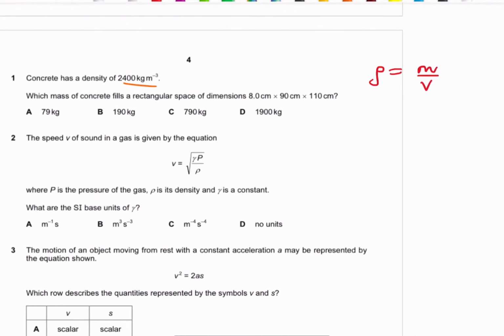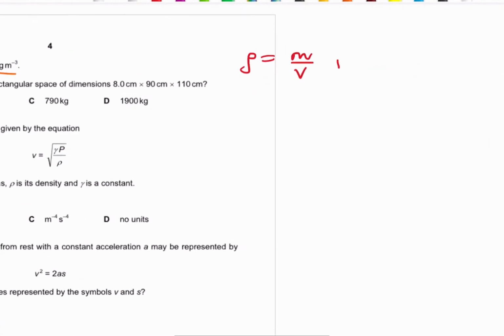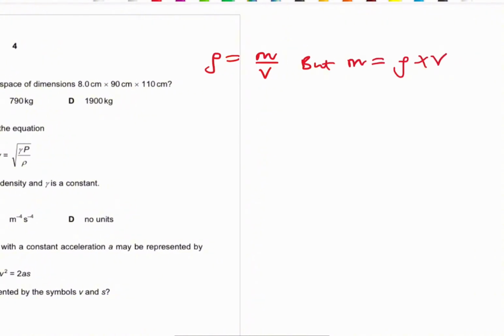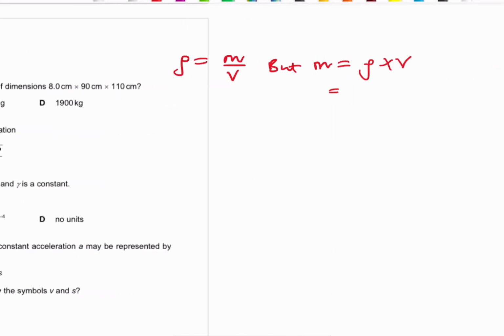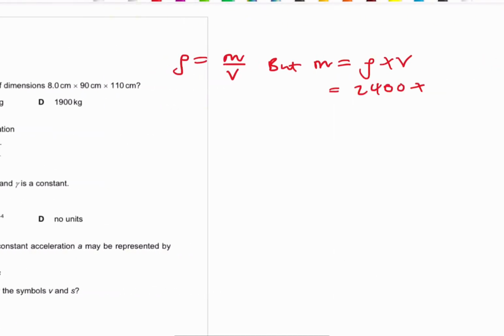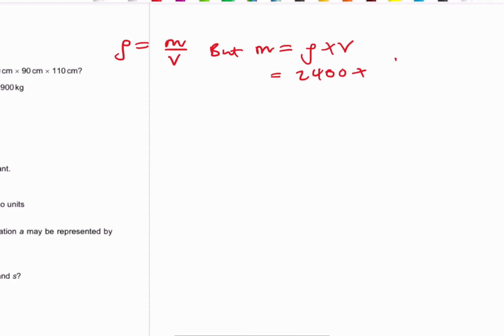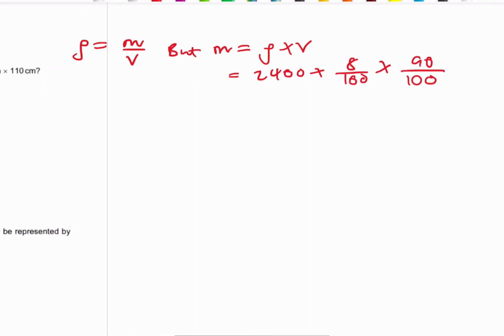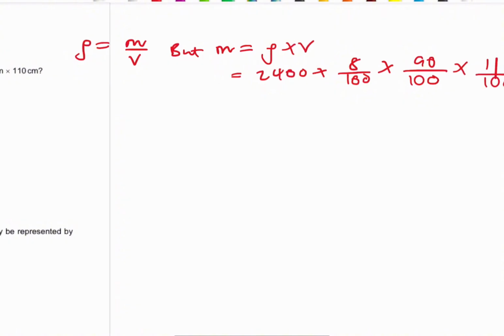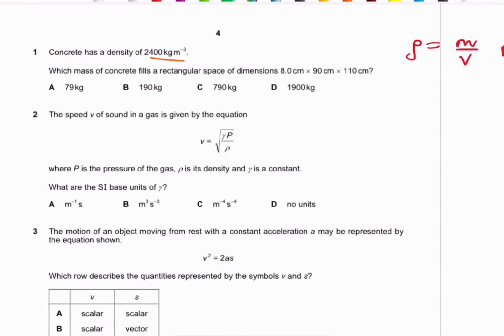Okay, so if I want to find the mass, it's going to be the density multiplied by the volume. But what is my density? It's 2,400, multiplied by my volume, which is 8 over 100, multiplied by 90 over 100, multiplied by 110 over 100, right? If you compute that, that's going to give you an answer of 190 kg, which is B. So very important, right? Density is mass per unit volume, and you can then find your mass.